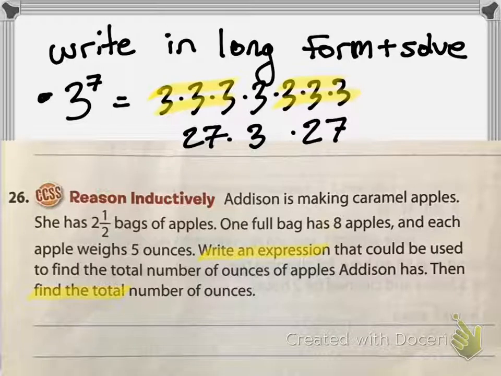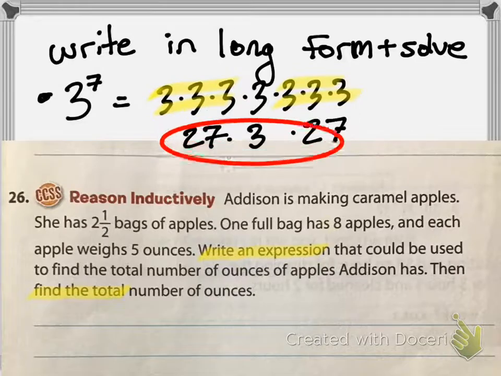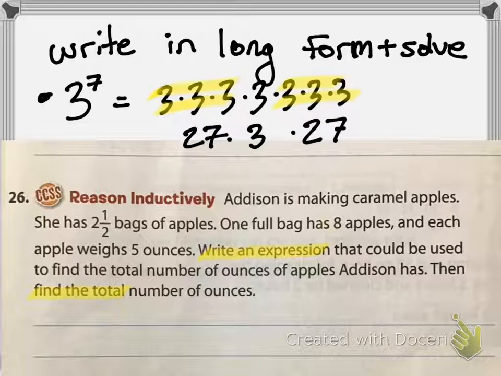So to multiply it easier, all you have to do is now multiply these three numbers. 27 times 27 times 3. Does anybody have an answer for this? Matthew says the answer is 2,187, which is correct. So, Addison is making caramel apples.